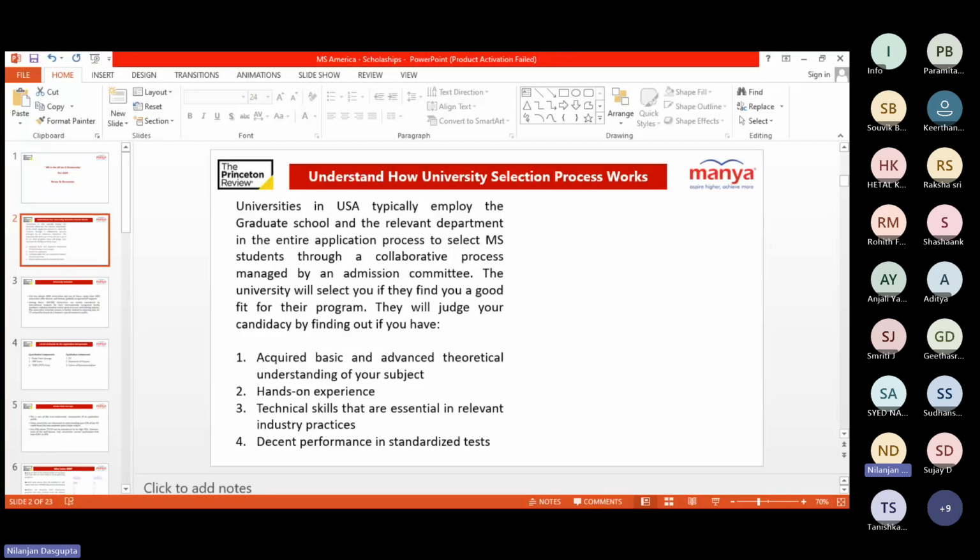Number three, technical skills that are essential in the relevant industry experience. Somewhere, the admission committee will try to understand whether you are skillful enough through some workshops, through some certification programs. You need to mention somewhere what skills you have. For example, you have used some technical tools for the last 2 years, or you have written computer programming, say C++, or you have used Java for the last 2 to 3 years. You have to somehow mention it on your CV.